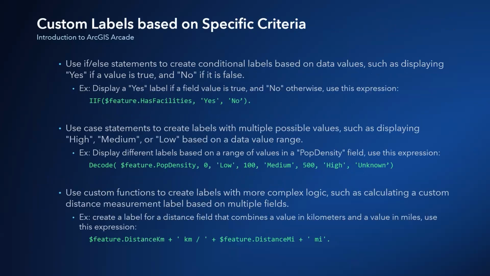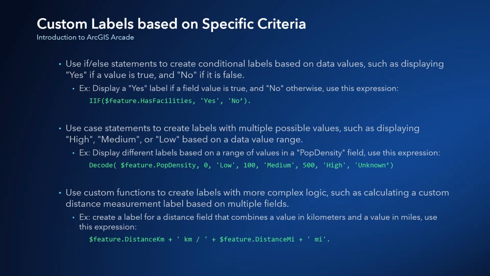We can use custom labels based off of specific criteria. So we can use if-else statements to create conditional labels based off of data values, such as displaying yes if a value is true and no if it's false. We can use statements to create labels with multiple possible values, such as displaying high, medium, or low based off of a data range. For example, in this second code here, we can see how we display different labels based off the range of values in a pop density field.